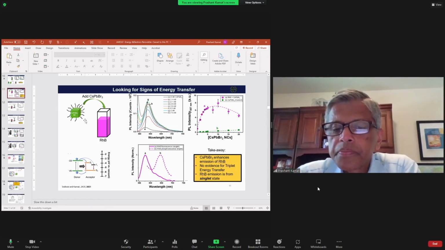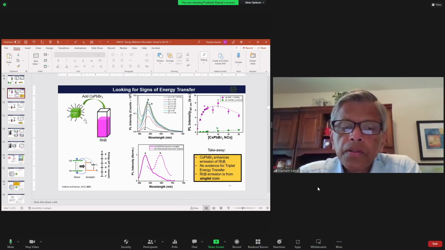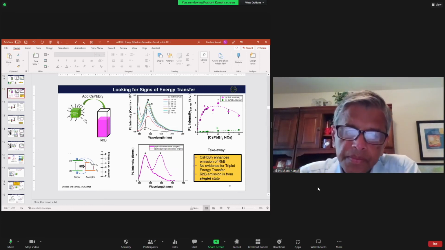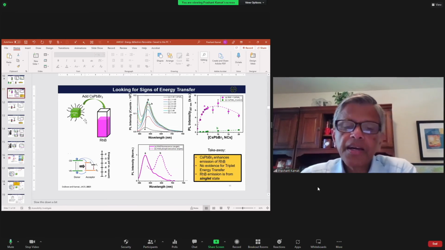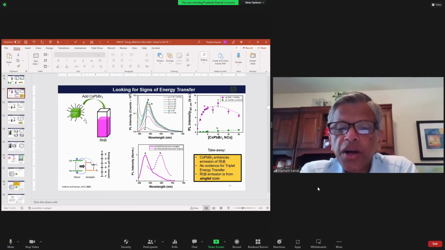I'm just wondering, what are the solvents that you use to dissolve the cesium lead bromide nanocrystals and the solvent to dissolve rhodamine B? Because I think the cesium lead bromide cannot be very stable in a polar solvent, but on the other hand, with the carboxylic acid end group, you might have difficulty dissolving rhodamine B in a less polar solvent. So how does the system work? Yeah, right. That is true.